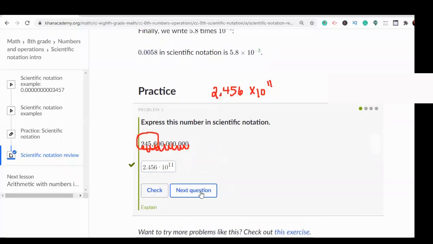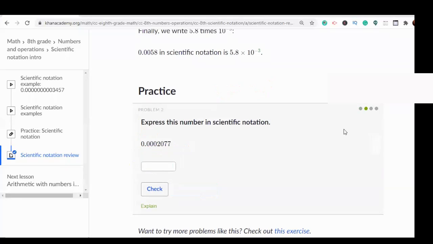Let's go on to another example. This time we have a number smaller than 1. And once again, we want to focus our attention on the portion that doesn't have the series of zeros. So we have 2,077 if we only focus there. We need to turn this number into a number between 1 and 10. So let's place the decimal here.